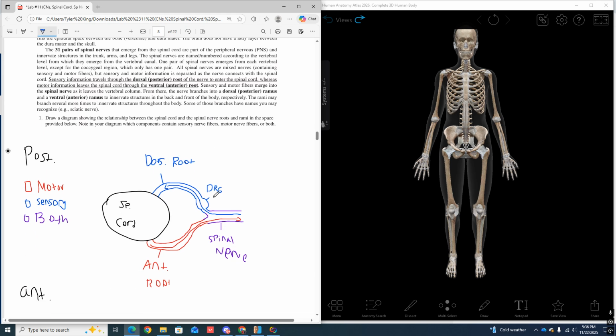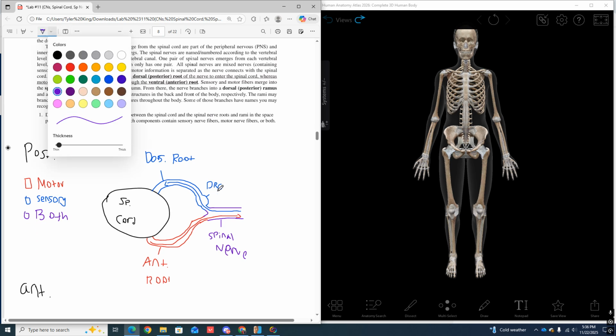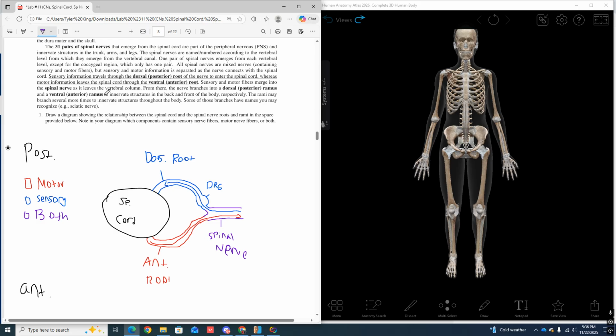Okay. Same thing. So these are going to branch off into these rami, the ramus, okay? The dorsal ramus is going to go towards the back. It's going to innervate different structures of the back: muscles, bones, organs, etc. The anterior ramus is going to come into the front here. As such, it innervates structures in the front side of the body: lungs, heart, etc. So we'll say D ramus, and then A ramus here.